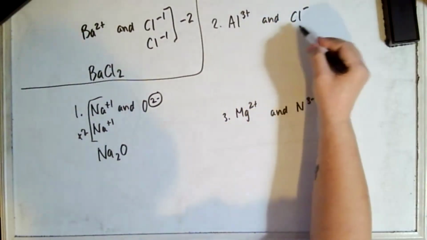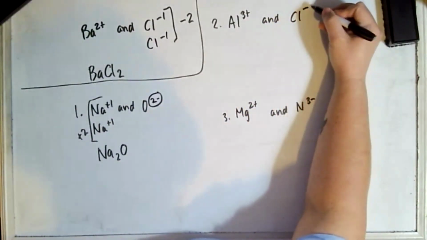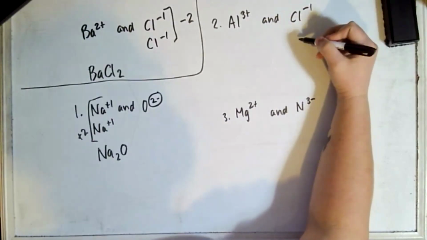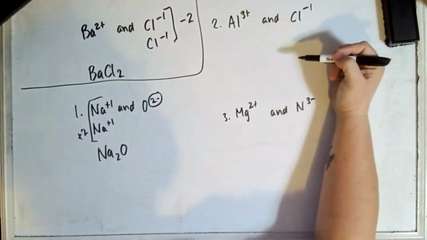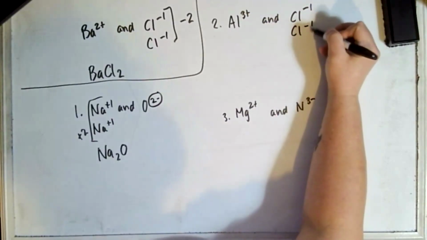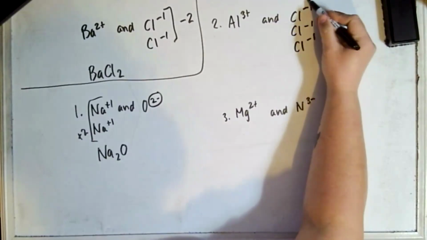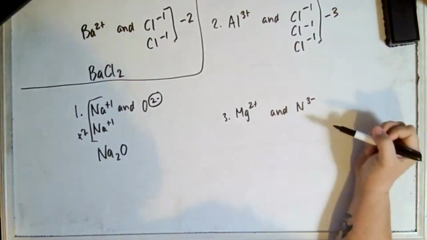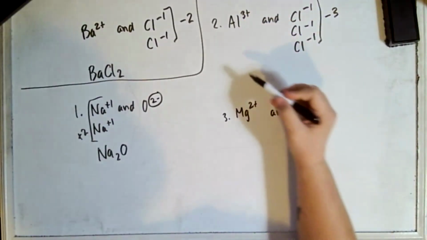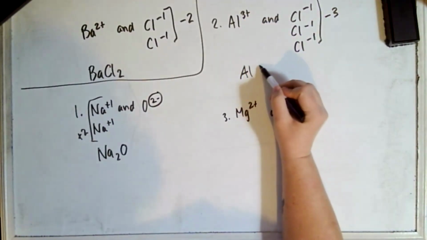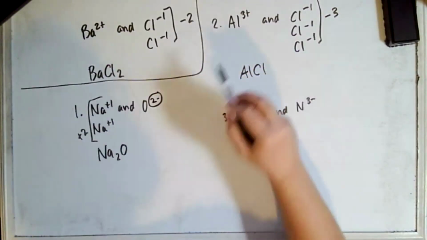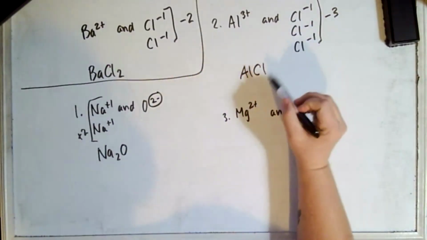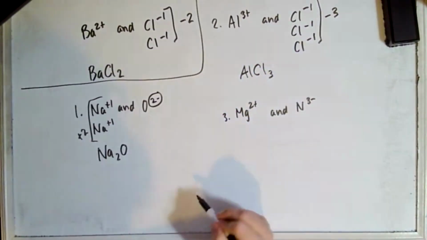Okay, for my aluminum and my chloride ion, each chloride ion is going to be a -1 charge. Aluminum is a +3 charge. So I'm going to need 3 chloride ions to counteract the +3 charge for my aluminum. And my formula is going to show 1 aluminum and 3 chlorides, AlCl3.